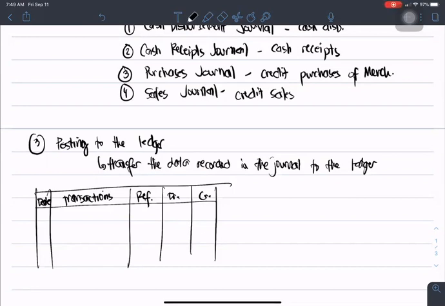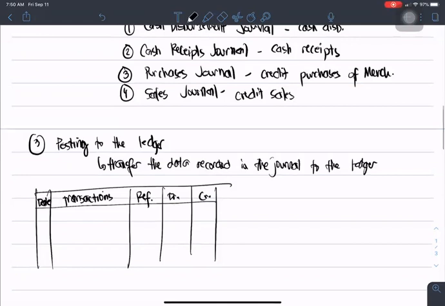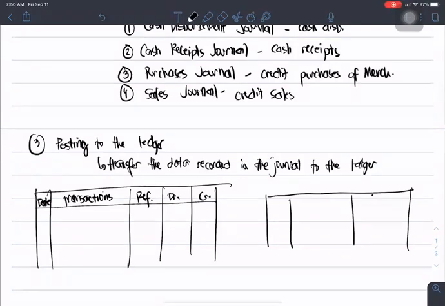Now, after we record it in the journal, so we already recorded the transaction that we have analyzed, we will now post it. A ledger normally looks like this. We have here a date, your transaction, and then your debit, your credit, and your balance. We call this ledger a three money column ledger.